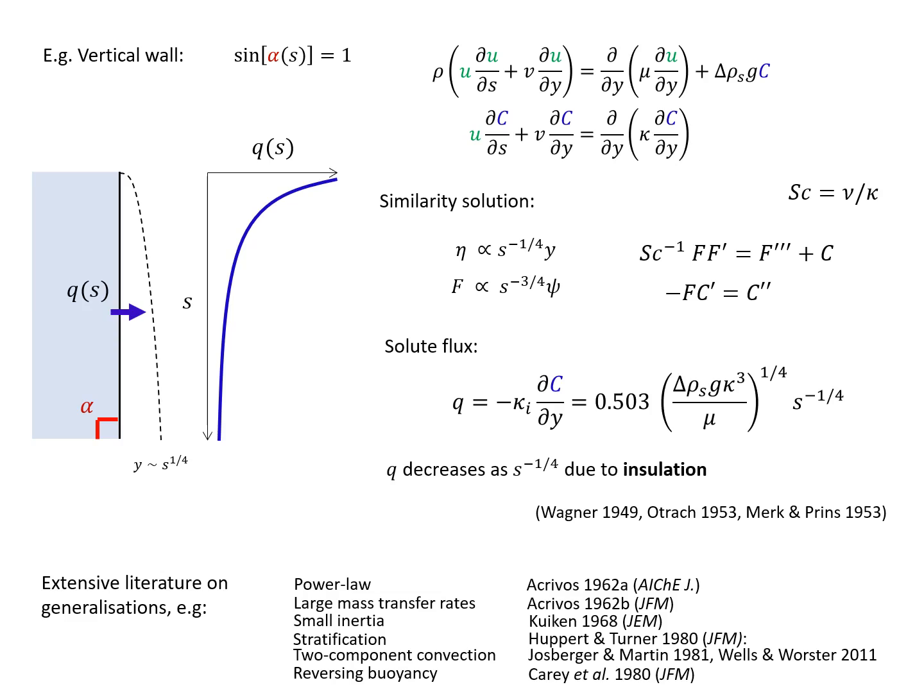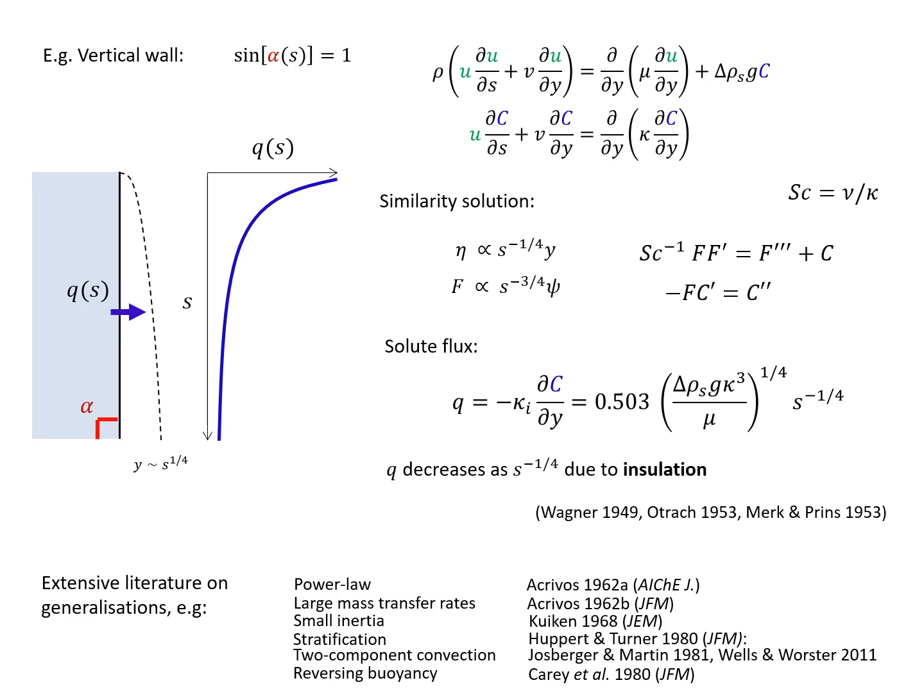And you can recast the system in terms of these similarity variables, and you get this ordinary differential system on the right here, where Sc is the Schmidt number. The quantity we're particularly interested in is the solutal flux at the wall, which we call q. And from the similarity scaling, you can show that that decreases as the distance along the wall to the minus one quarter.